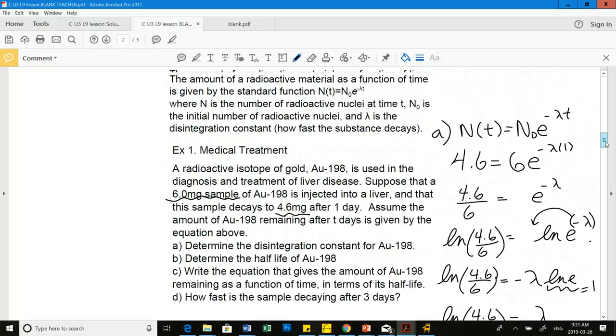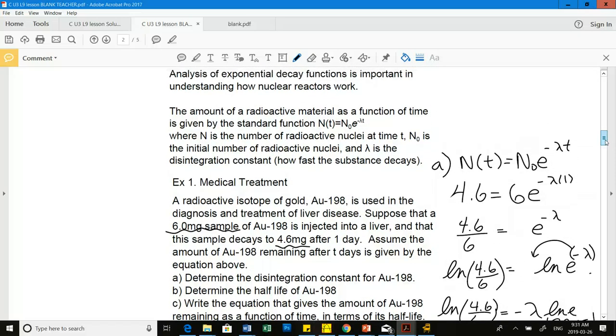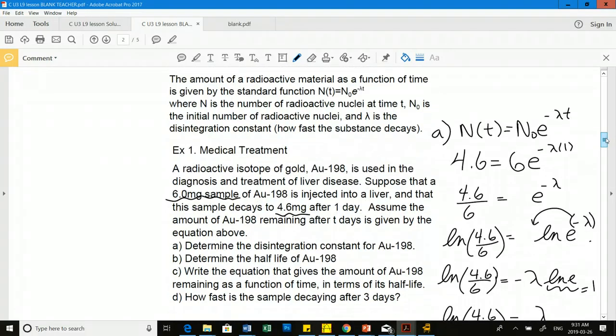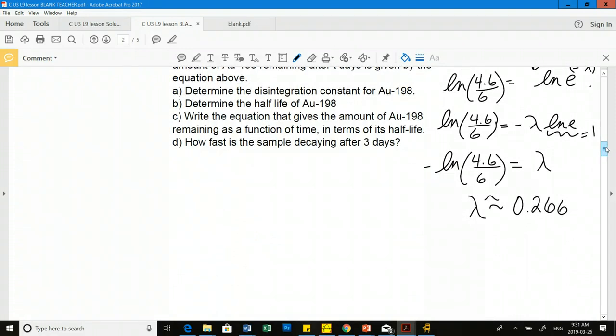Okay, and what unit of measurement are we talking here? What is the disintegration constant measured in? Or what is it talking about? How fast the substance decays. So it takes 0.266 days. Or yeah, maybe, how fast? Yeah, makes sense.